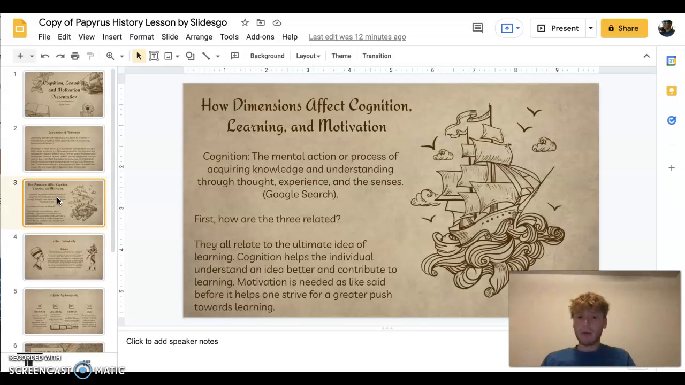So how are these three terms related? They're all related because they all fall under the umbrella of learning itself. Cognition helps the individual understand the whole idea. It helps them process it in their brain and understand what they're talking about. And then motivation is what pushes learning to happen. So together they combine to make up the idea of learning and the process of it.